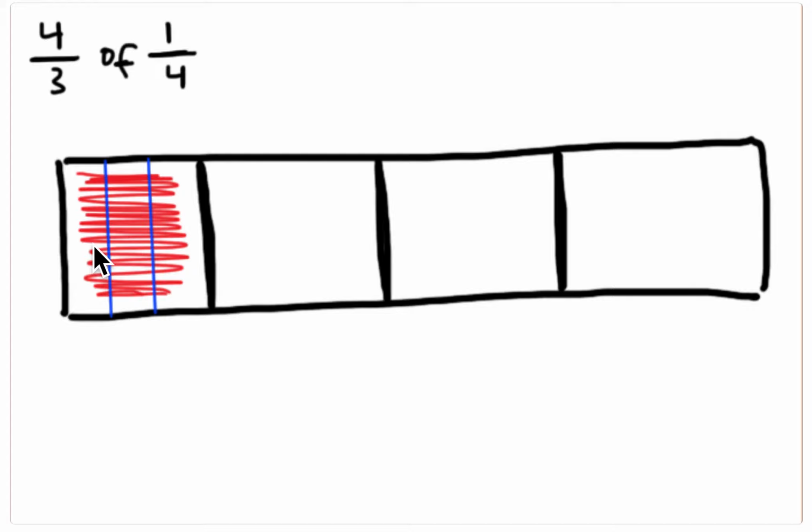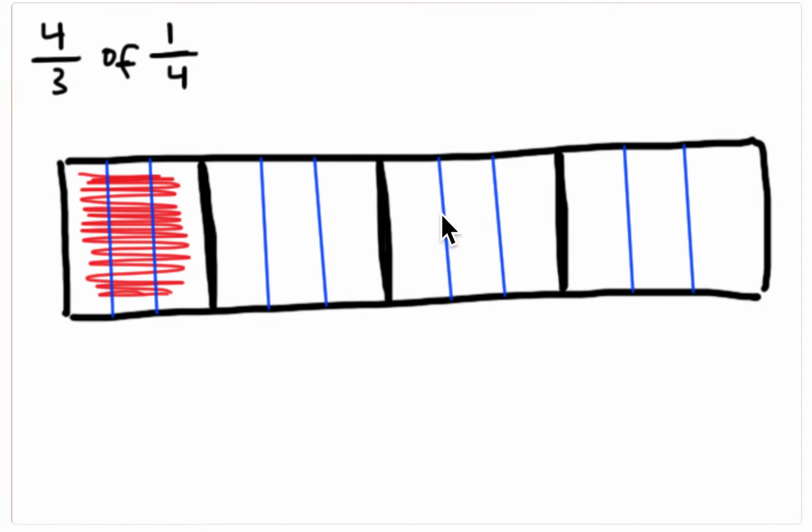So this is 1/3 of 1/4, 2/3 of 1/4, 3/3 of 1/4, and that makes sense. This is the whole 1/4, so 3/3, which is the same as 1. 1 of 1/4 is 1/4. 1 times 1/4 is 1/4. But I need 4/3. This only gives me 3/3. So where am I going to get the 4th third? Well, I'm going to take the rest of this whole rectangle. I'm going to divide each of those fourths up into thirds.